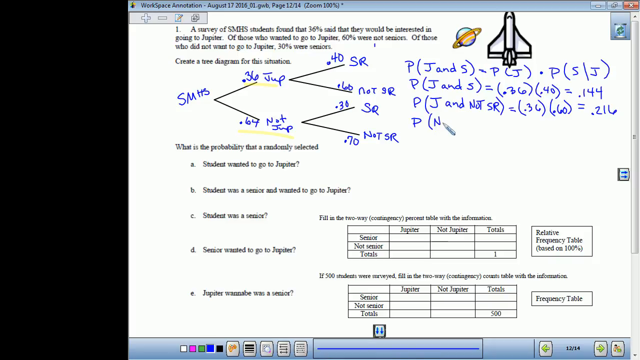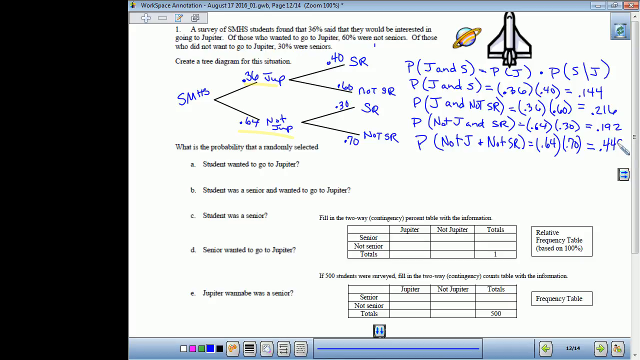The probability of not Jupiter and a senior would be 0.64 times 0.30, and that gives us 192 thousandths. And then the probability of not Jupiter and not a senior is our largest, 0.64 times the 0.70, and this is 448 thousandths. Wow.